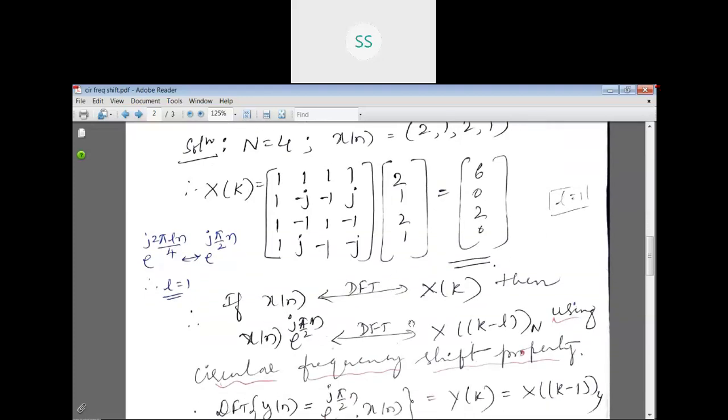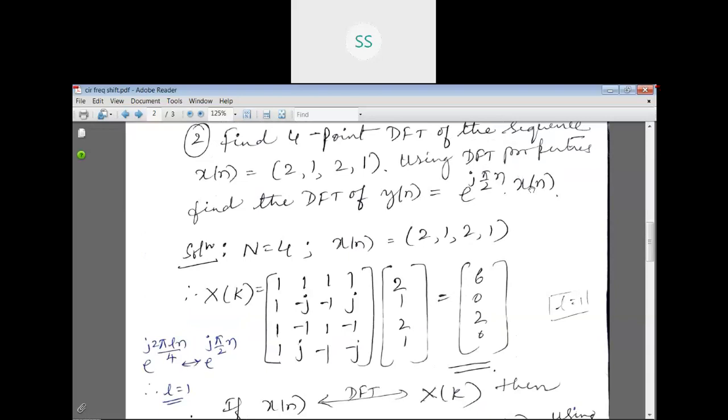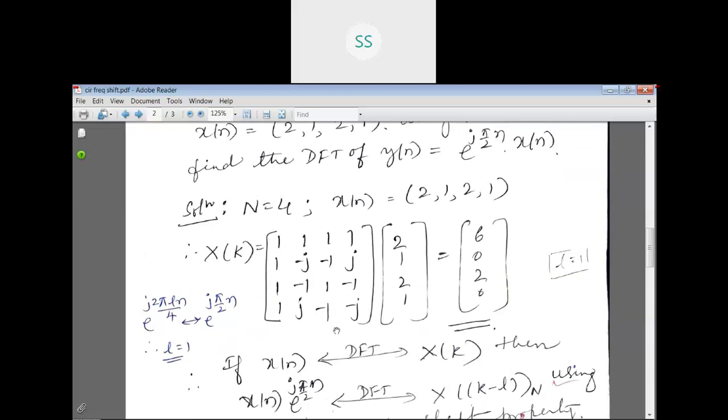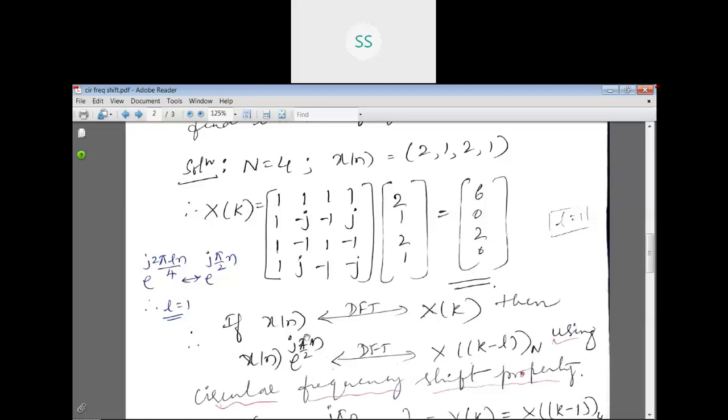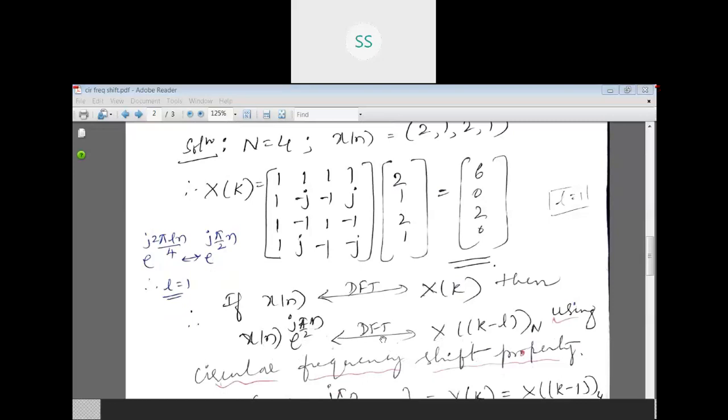Now I'll apply the property to find the new DFT. Already I know the DFT for 2 1 2 1. Now I want to know the DFT for this particular new sequence. So what the property says: if x of n and x of k are DFT pairs, then if x of n is multiplied by e power j pi by 2n, its DFT is x of k minus L. It means whatever x of k we determine, it will be circularly shifted by L places. So now I can easily write the solution if I know the L value.